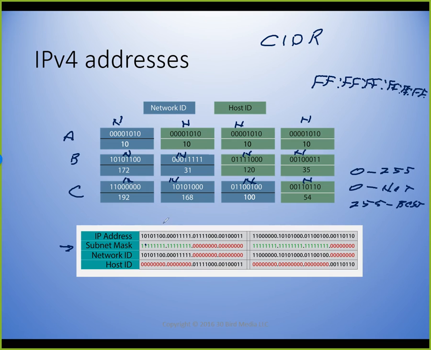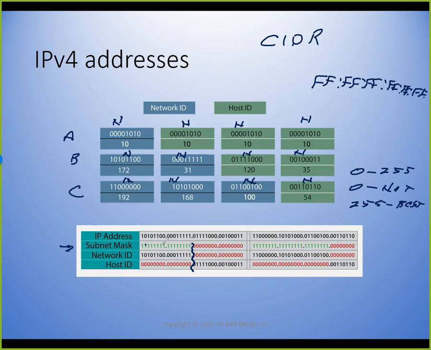But when we AND, we call it an ANDing process. Well, a 1 and a 1 is a 1. A 1 and a 0 is a 0. Boolean algebra when we do that. So all of the network part, the network ID, is under the 1s in the subnet mask. And a good idea when you're doing these things, draw a line between the network portion and the host portion.